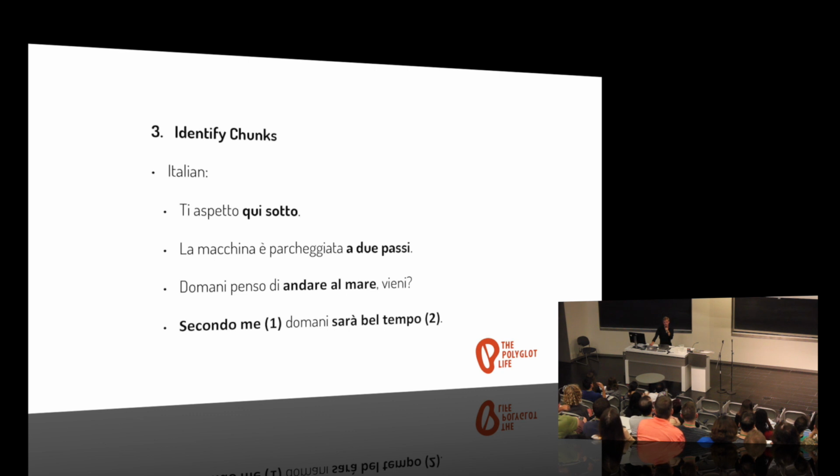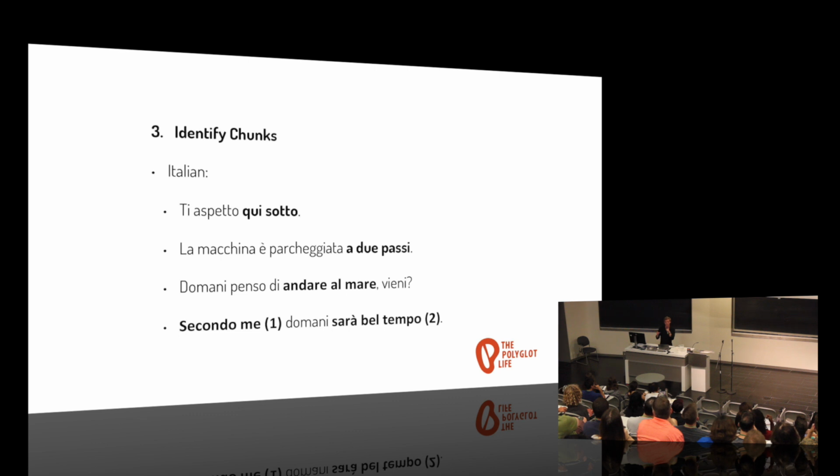Finally, Italian. Ti aspetto qui sotto. I'm waiting for you downstairs. Qui sotto. It's just here, down. That's what it is. You don't know that until you see it somewhere. La macchina è parcheggiata a 2 passi. A 2 passi means nearby, close by. But normally they would say maybe vicino. Vicino is close by.